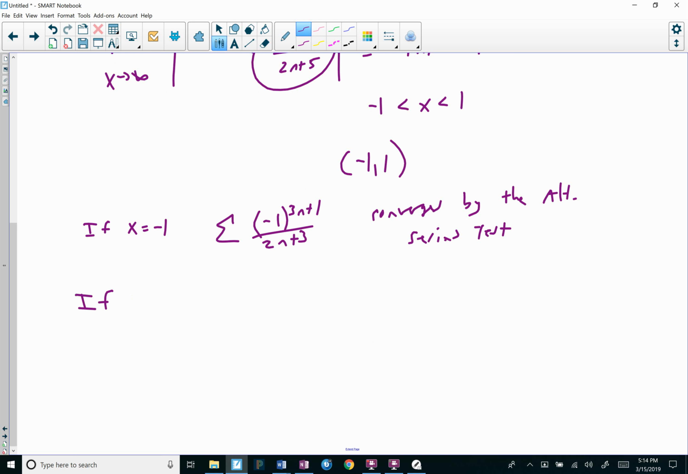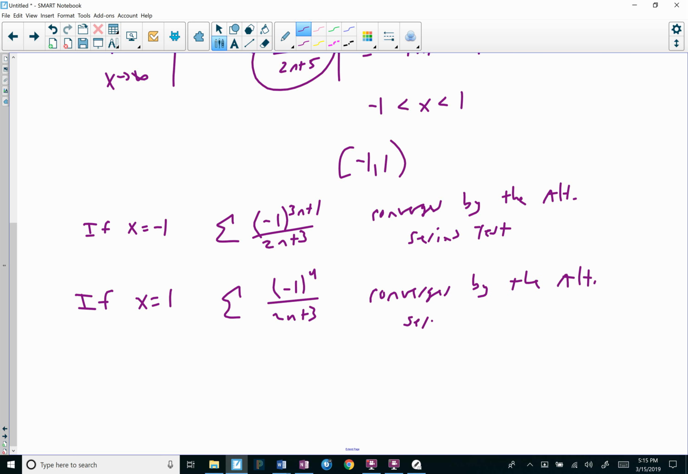Okay, so now same thing. If x equals 1, since it converges, I know that's a bracket. Same thing, plug in. I'll get negative 1 to the 4th, 2n plus 3. Same thing, that's going to converge by the alternating series test. So since they both converge, I have brackets. But this can be a huge time sucker. So put parentheses and move on and come back to it when you have time.